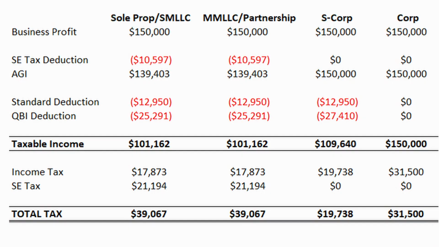Now, what happens if the business does $150,000 in profit? Things pretty much stay the same. The only thing that happens is that the magnitude of the tax savings by choosing the S Corp over all the other pass-through structures increases, and the C Corp keeps on holding on to the second position.